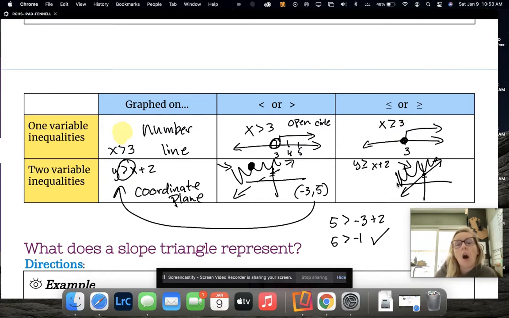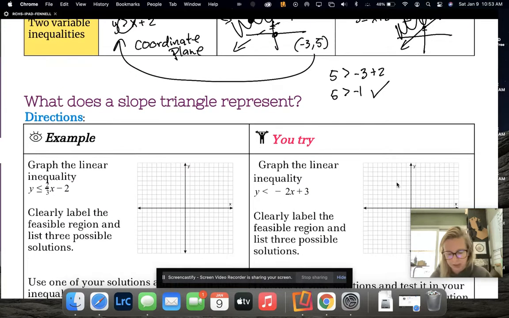So again, all values in the feasible region will give you a true statement if you were to test them, which also means that if you were to test something not in the feasible region, you would get a false statement. All right, so let's try this out.